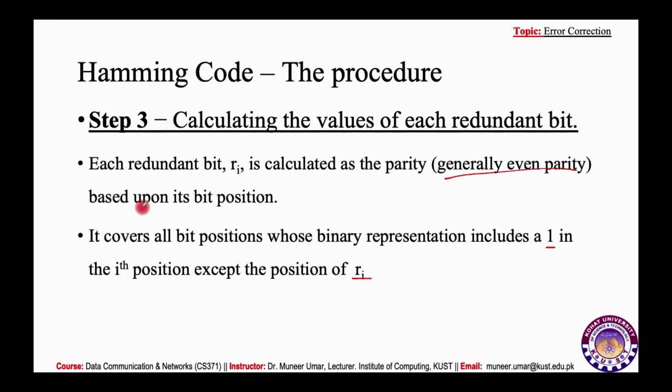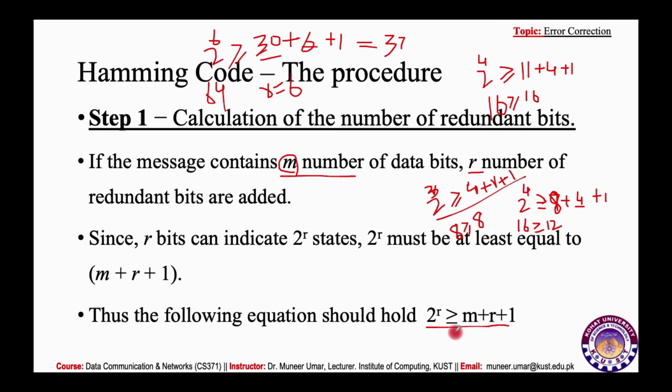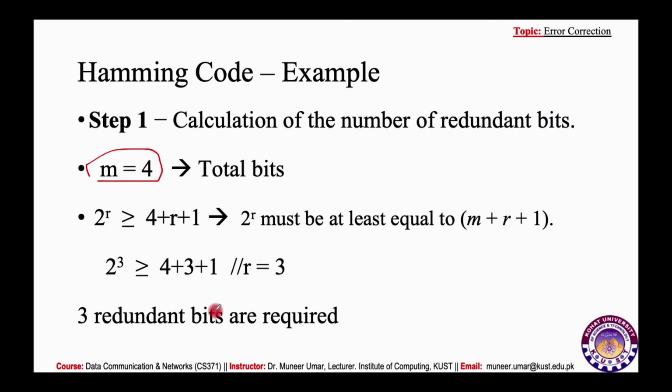So the formula is 2 power R should be greater than or equal to M plus R plus 1. Here we are putting the values in the formula. We have M equal to 4. So what would be the value of R? This equation should be satisfied with the least value for R. So we are giving R equal to 3. If we put R equal to 3, we satisfy this equation. We can also put R equal to 4, but that would not be the least value. So we must put the least value. According to this step, we must have 3 redundant bits. R1, R2 and R3 are required for 4 bits that are denoted by M.